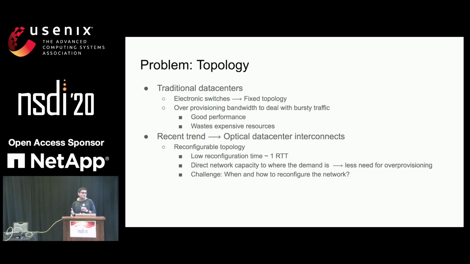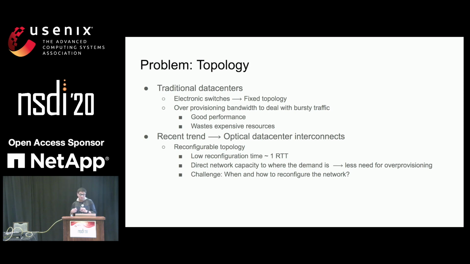Most data centers today use electronic switches and have a fixed topology. Recall that bandwidth demands in data centers can be bursty and uneven. Traffic bursts can cause congestion in a part of the network and hurt latency of competing flows. To solve this, data center operators often over-provision bandwidth. Over-provisioning is good for reducing latency and increasing throughput, but it wastes resources.